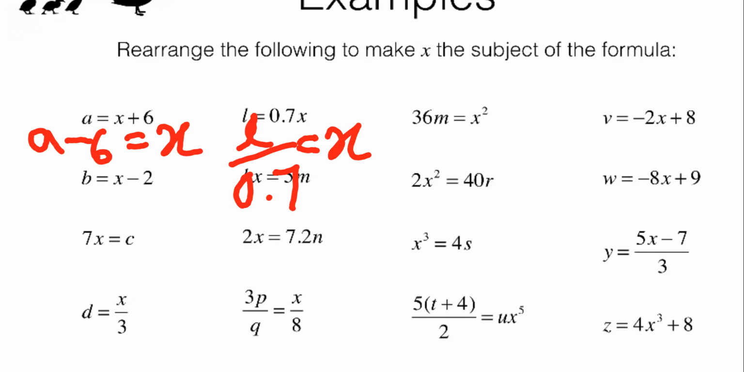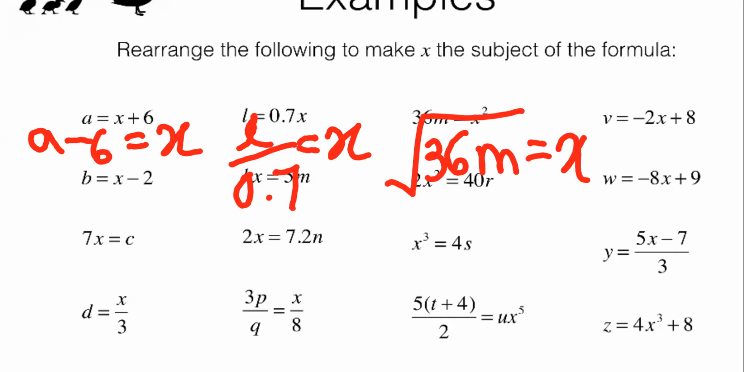Okay. Third one, 36m equal x squared. Now you have to remove the squared term. If you want to remove the squared term, I told you that you have to take the square root of the other side. Root 36m equal x. Okay, now we'll go to the fourth one.